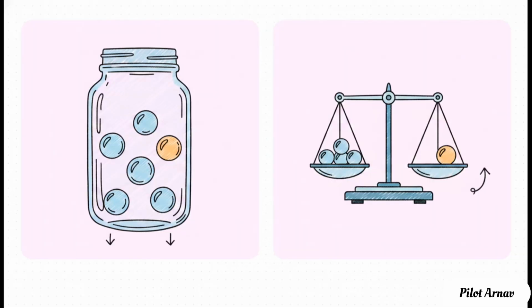Now here is where it gets really interesting. And honestly, you need to watch out for this because it's a massive DGCA exam trap. By volume, the ratio of nitrogen to oxygen is 4:1. But by weight, it's actually 3:1. So what does that tell us? It means oxygen is heavier than nitrogen.